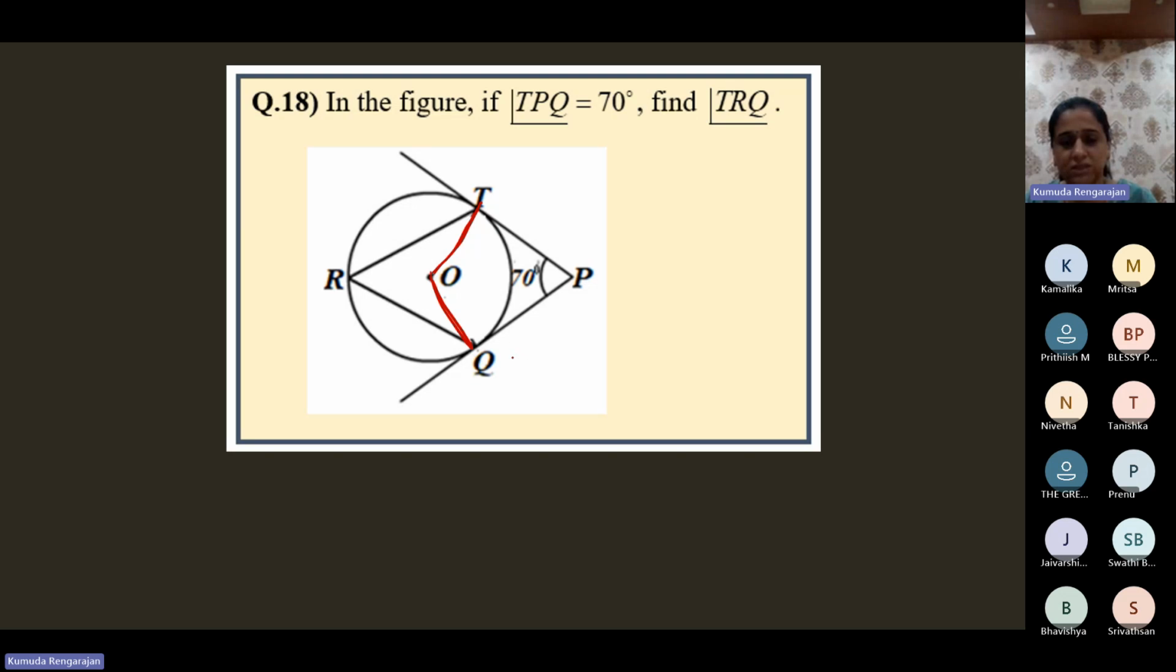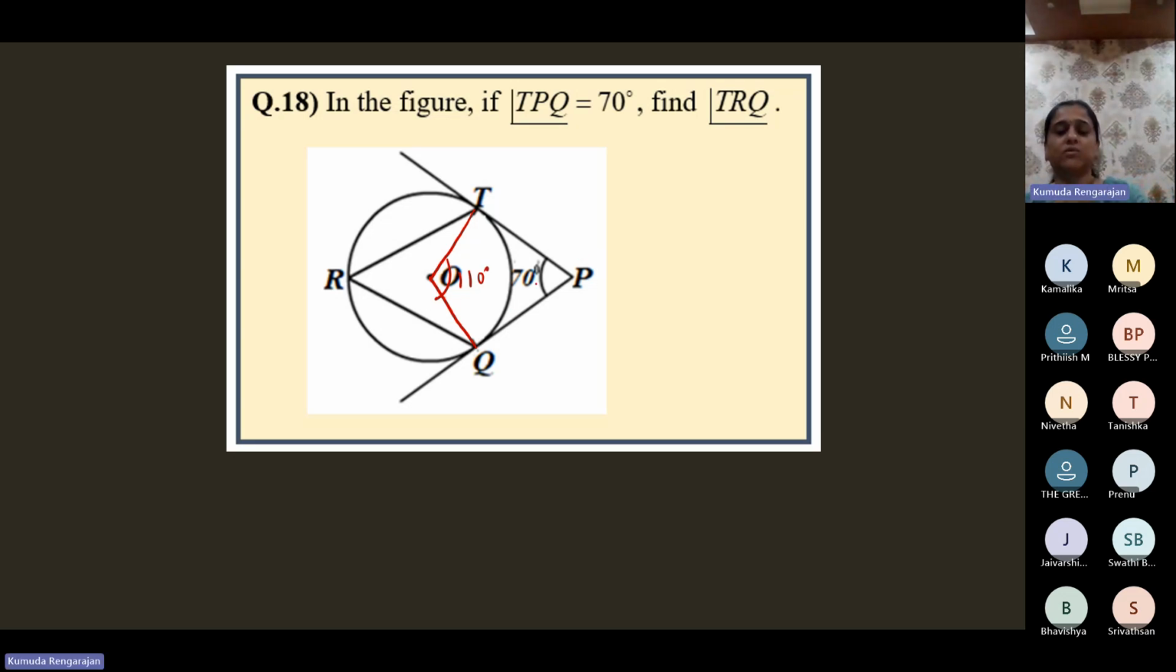OTPQ is a cyclic quadrilateral. Why? Because it's a quadrilateral with the tangents from the external point to the circle and the two line segments joining the points of contact to the center. TO and QO are the line segments joining the points of contact to the center. And P is the external point, PT and PQ are the tangents. So the quadrilateral formed by these four line segments is a cyclic quadrilateral, which makes this 110 degrees.